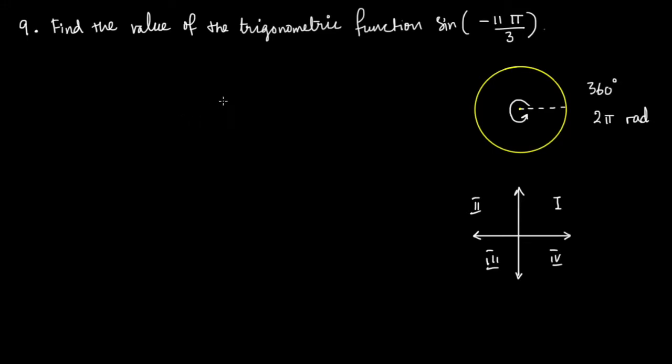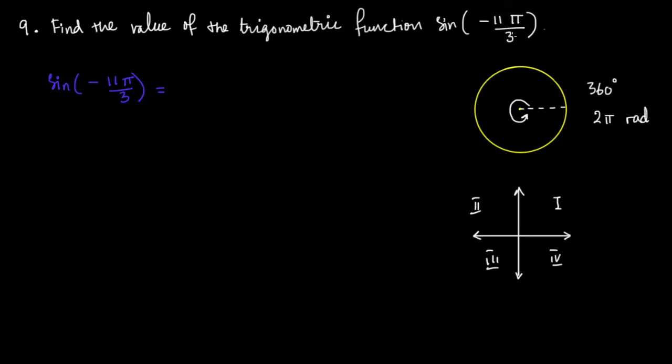To find the value of the trigonometric function sine minus 11 pi by 3. Okay, so sine minus 11 pi by 3 is equal to what? First of all, just think about this particular angle. It's in radians and its value is negative. So what does a negative angle mean?